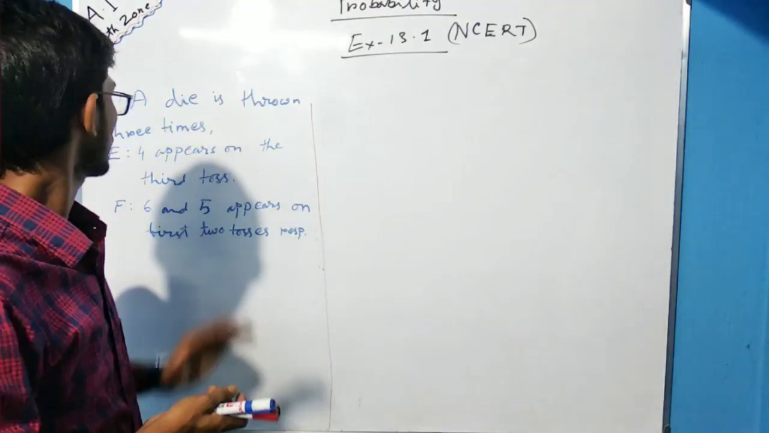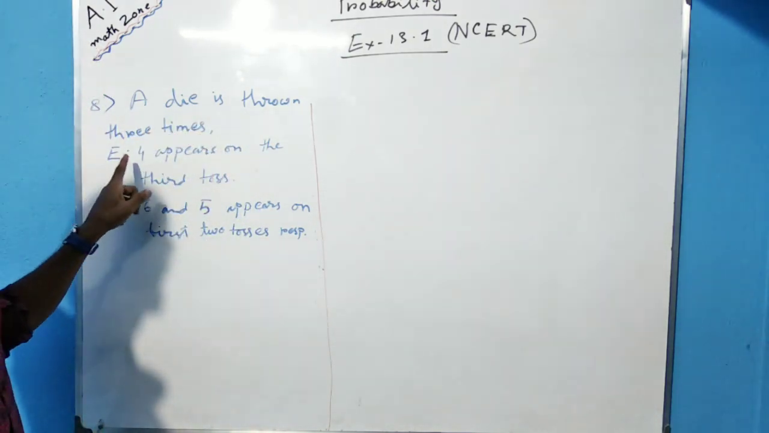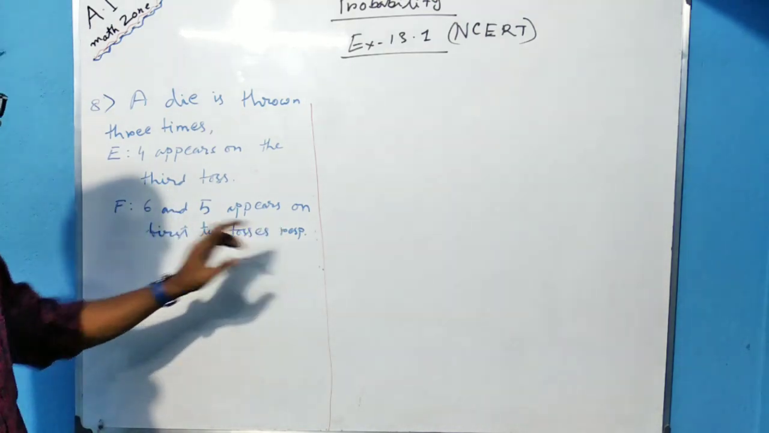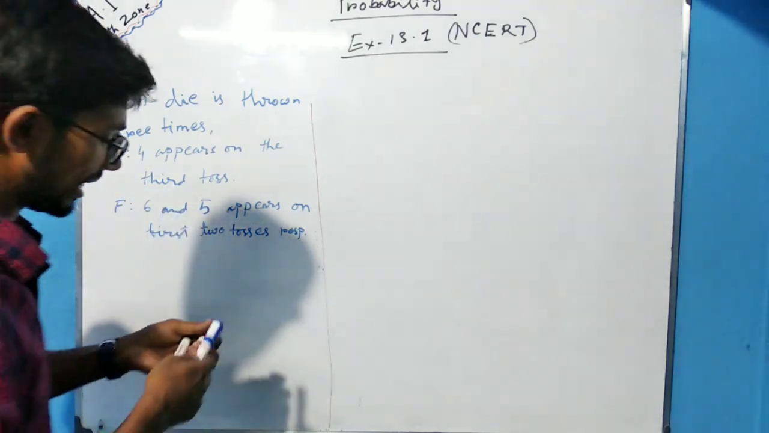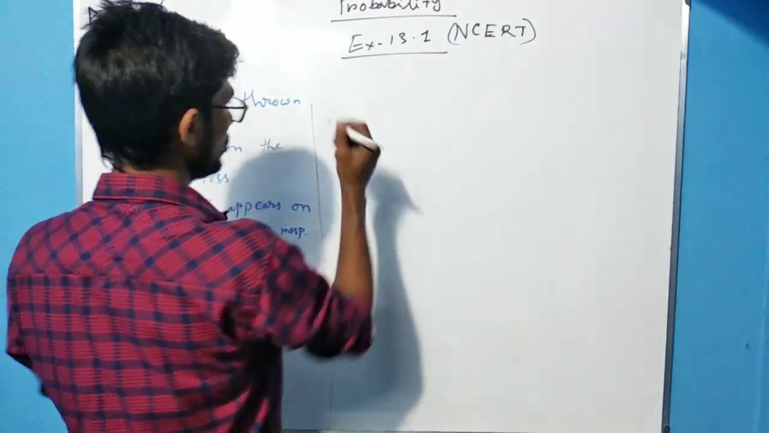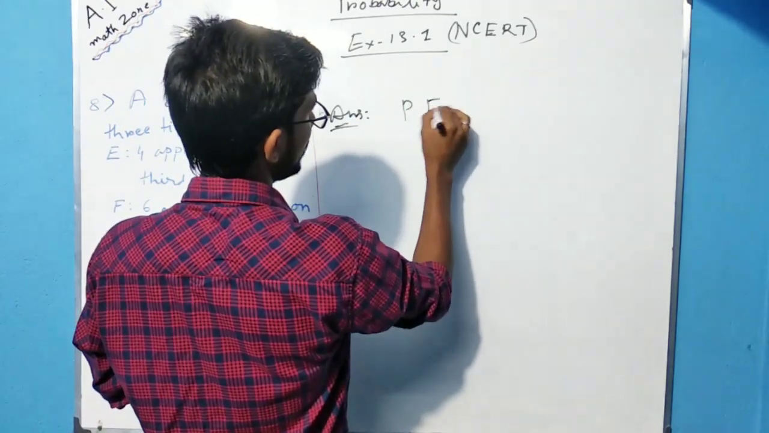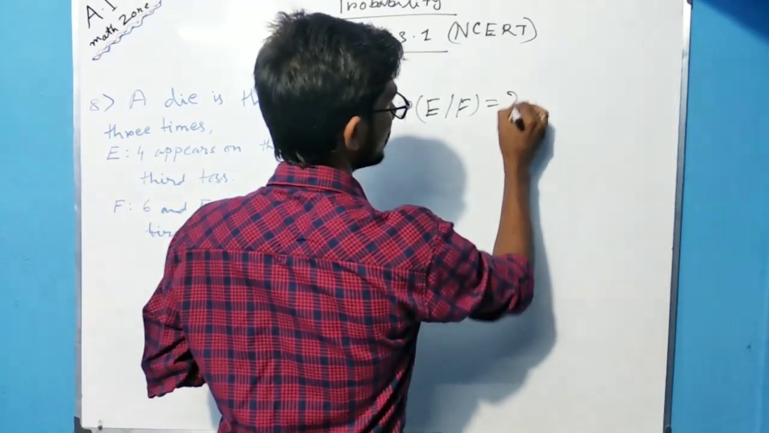The next question is question number 8. A die is thrown 3 times, and E is the event that 4 appears on the first toss, and F is the event that 6 and 5 appear on the first 2 tosses respectively, right? And you have to find the probability of E by F. So this is the question. You have to find this one, right?